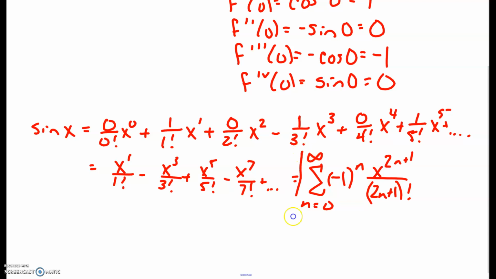This is one that you should memorize. E to the x is also one you should memorize for the AP exam.